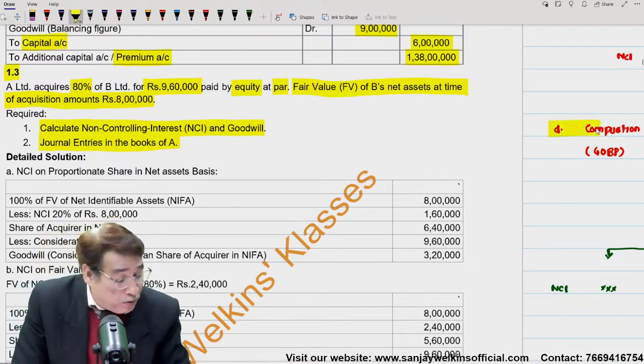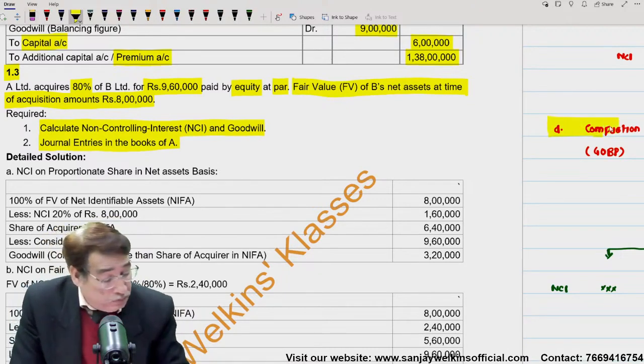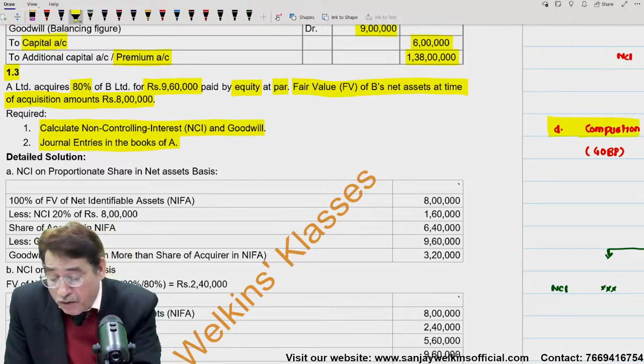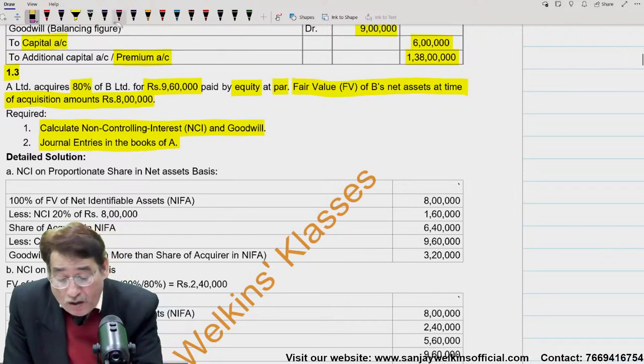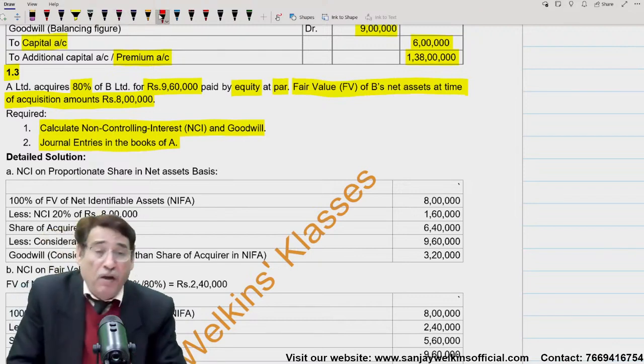Now I will rub it out. What happens? Sometimes this pen creates problem. Okay. Little bit of space I have created.